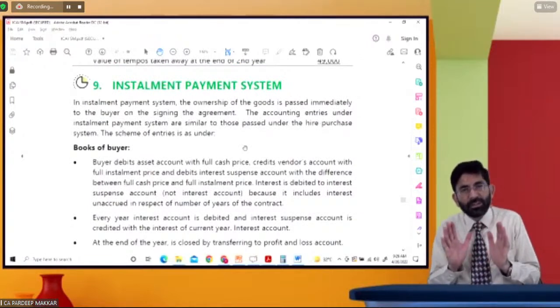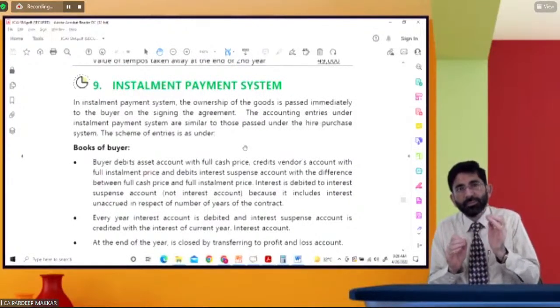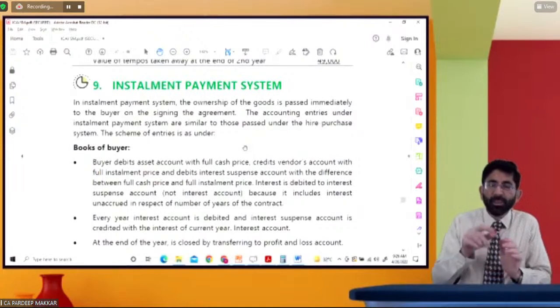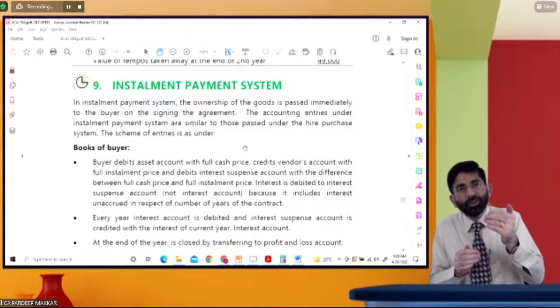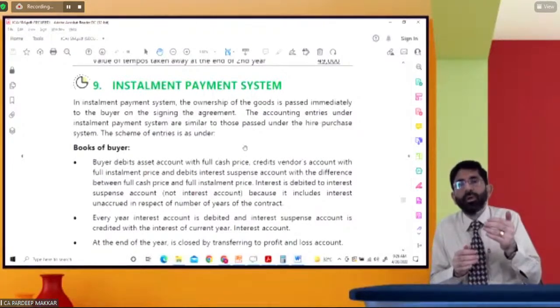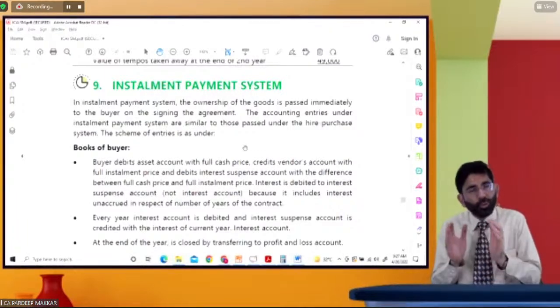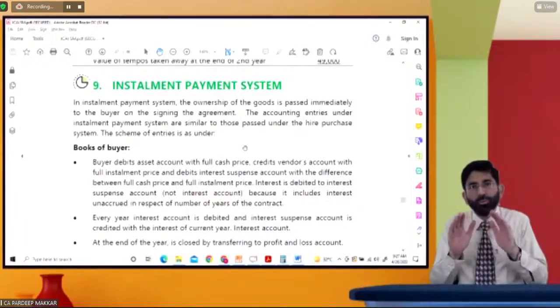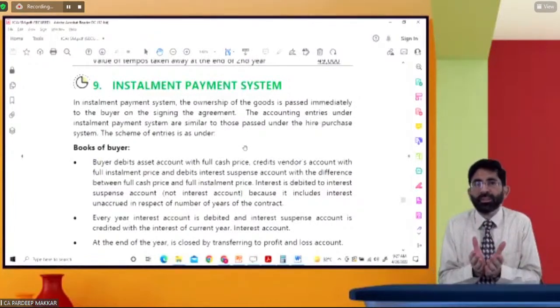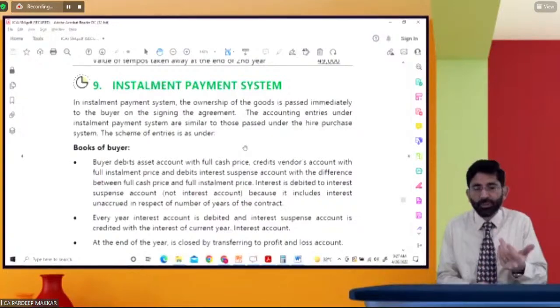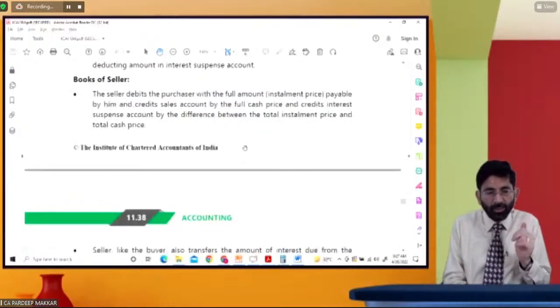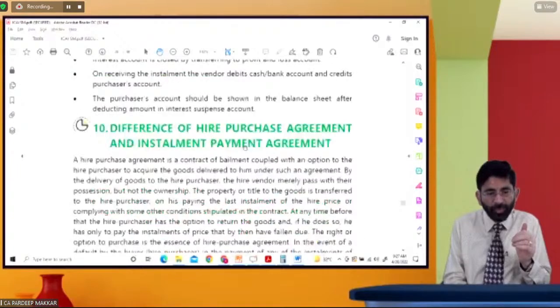The minor difference is there. In HP method, we are transferring ownership to the purchaser only and only when full payment is received. But in case of installment system method or interest suspense method, we are transferring ownership to the purchaser at the time of sale, not after full payment is received. So this is the only difference. Due to that reason, total interest for all the installments will be debited in one go. Let's see how it is to be done in the books of purchaser.